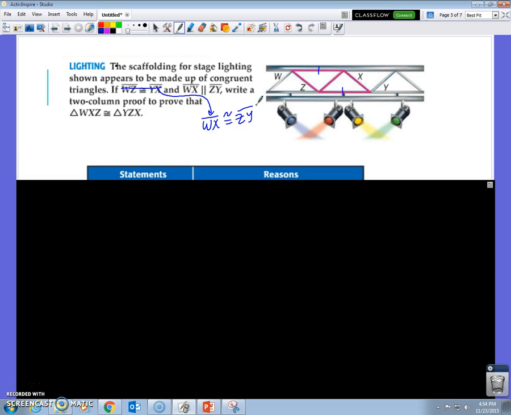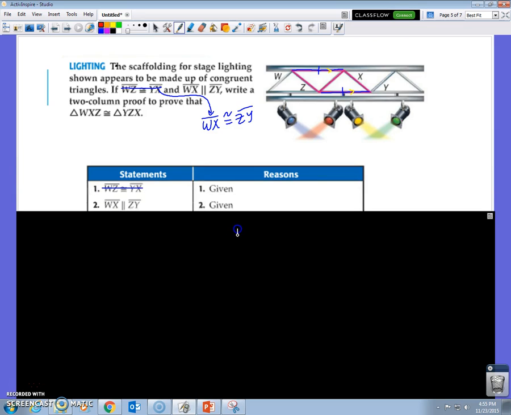Okay, so let's take a look here. Now we have new given information. I'm saying this side and this side are congruent, and I'm also going to say that this line is parallel to this line. And now as I'm going through my proof, it should be workable, where I can actually use the side angle side postulate to prove that these are congruent triangles. So we're going to start out with some given information here, and like I said, we don't want WZ congruent to YX. We want to put WX is congruent to ZY.